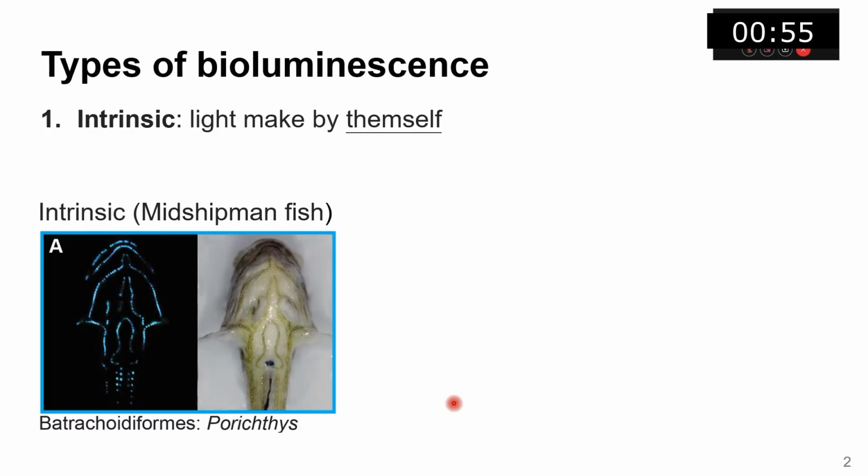Typically, bioluminescence can be separated into two types. The first one is intrinsic bioluminescence, which means that the creature makes the light by itself. An example is the midshipman. And this is its bioluminescent pattern.